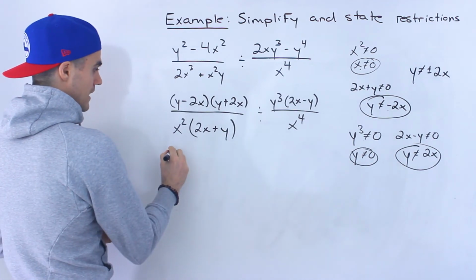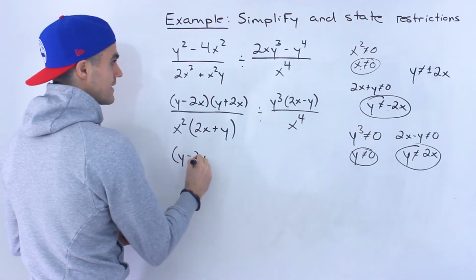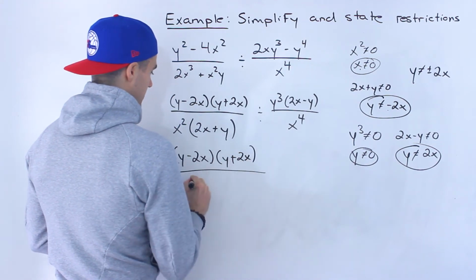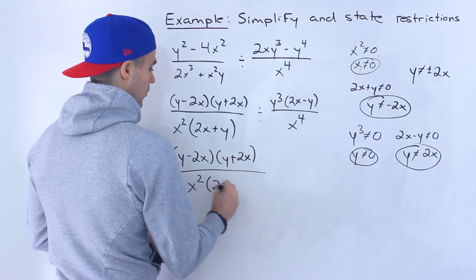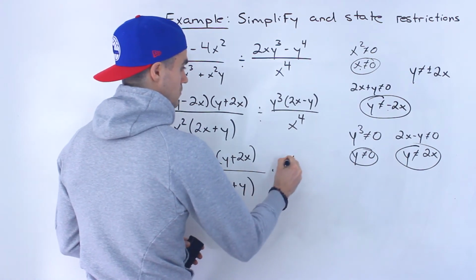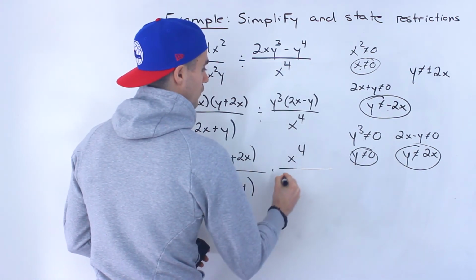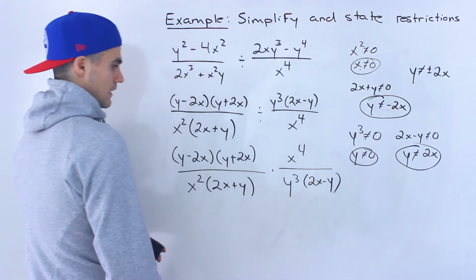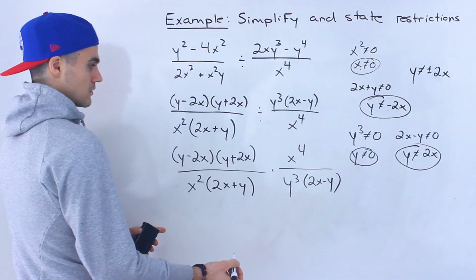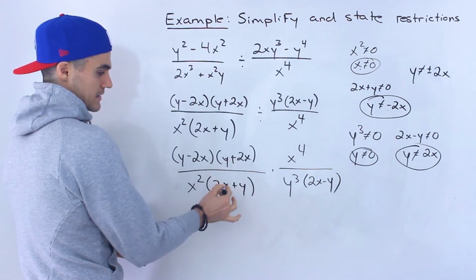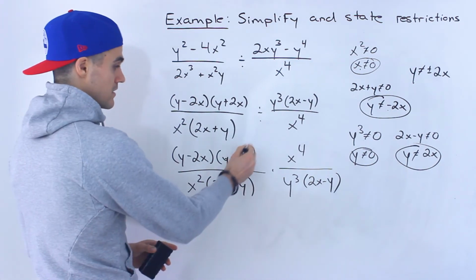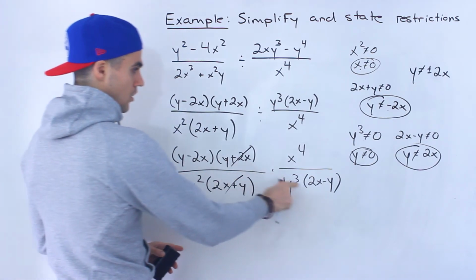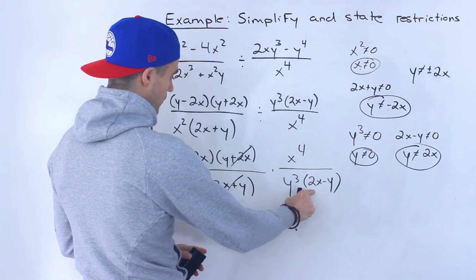Now, because we're dividing, I'm actually going to take that second expression, and I'm going to flip it. So we'll have x to the 4 over y to the 3, 2x minus y, like that. And then let's see what factors out or cancels out. Y plus 2x is the same as 2x plus y. Those two cancel out. And then y minus 2x, almost similar to 2x minus y. We can make them similar.